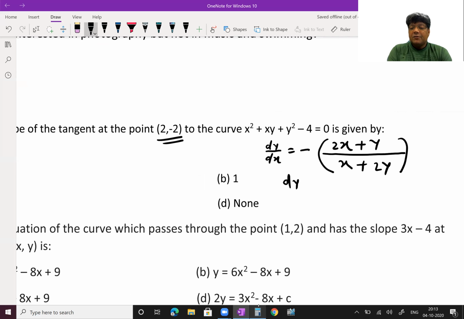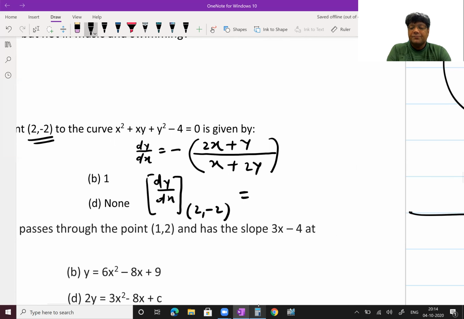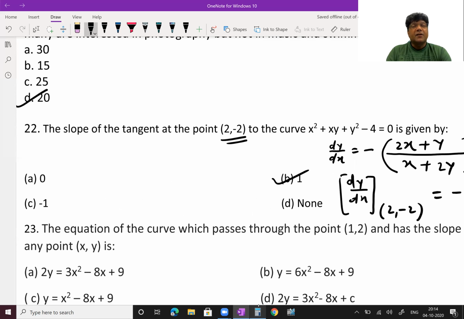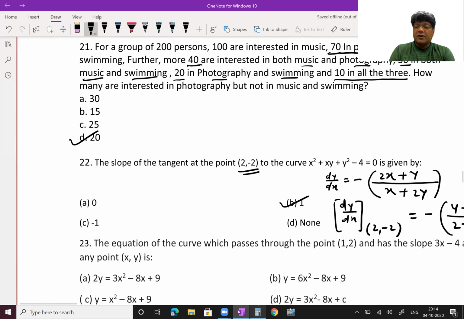So dy by dx at the point 2 comma minus 2 means x value 2, y value minus 2. Put x value 2 and y value minus 2 in the numerator, and the same in the denominator. So 2 into minus 2, minus 4. That is equal to minus 4 minus 2, which is minus 2, and 2 minus 4 is minus 2. Minus minus cancel, 2 cancel. Your answer is 1. If you do the original method, you will come to the same answer.